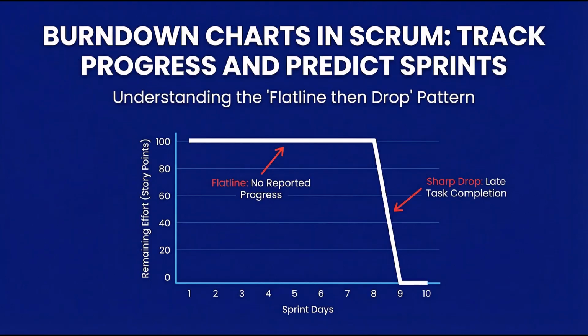Pattern number 2, steep drop at sprint end, the hockey stick. The chart is flat most of the sprint, then drops sharply in the last 1 to 2 days. What it means, either estimates are wildly inaccurate or the team is delaying chart updates until the end. Both are problems. Diagnostic questions.